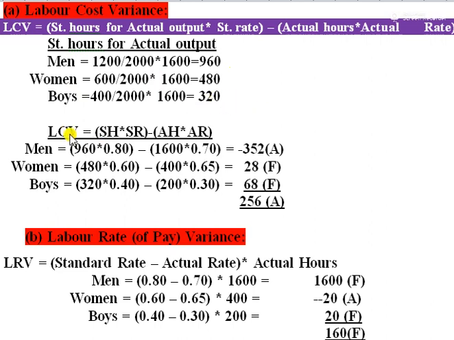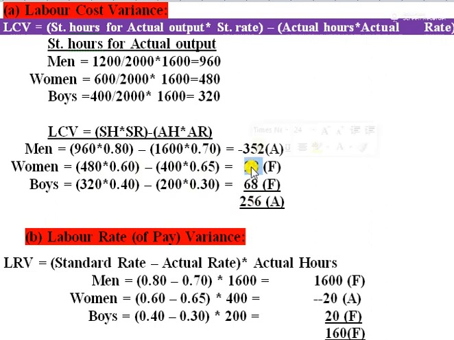Next we can calculate the labor cost variance. Labor cost variance is equal to standard hours for actual output into standard rate minus actual hours into actual rate. For men, standard hours for actual output is 960 and standard rate is 0.80, and actual hours is 1600 and actual rate is 0.70. It comes to 352 adverse. Like that we need to calculate for women and boys. See, and total labor cost variance is 256 adverse.